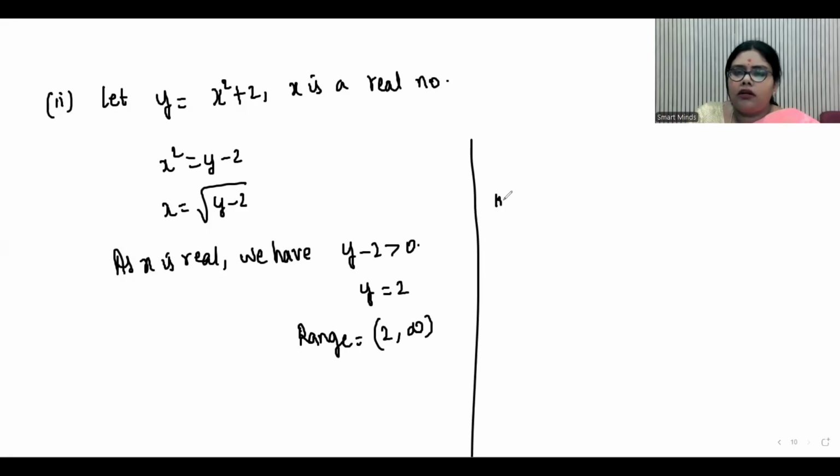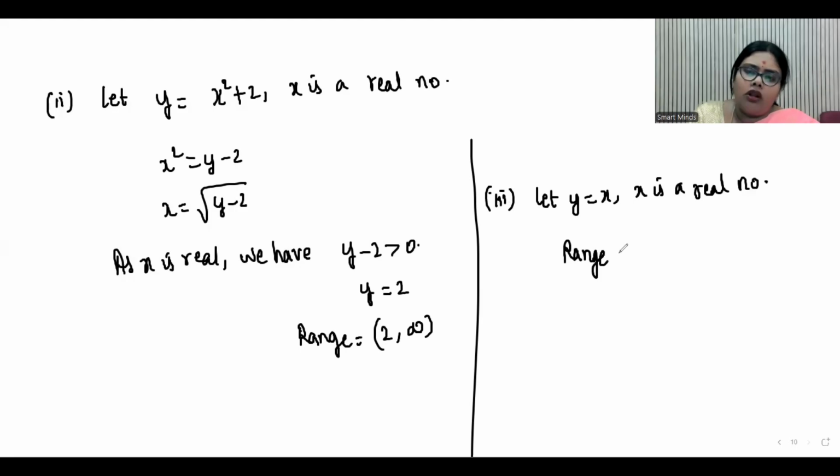Then at last the third bit. Third bit is let y is equal to x, where x is a real number. So what is range? Range is all real numbers.